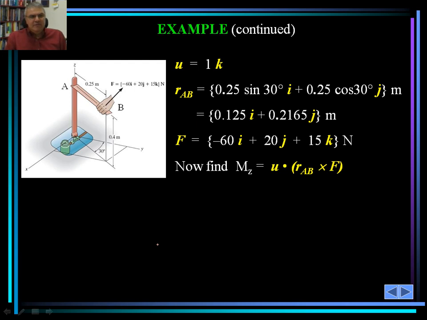So let's solve the problem. R sub AB is given as such. Remember, we know the distance, and it's going to be 0.25 sine of theta degrees i, 0.25 cosine of 30 degrees j, and u is also 1k.